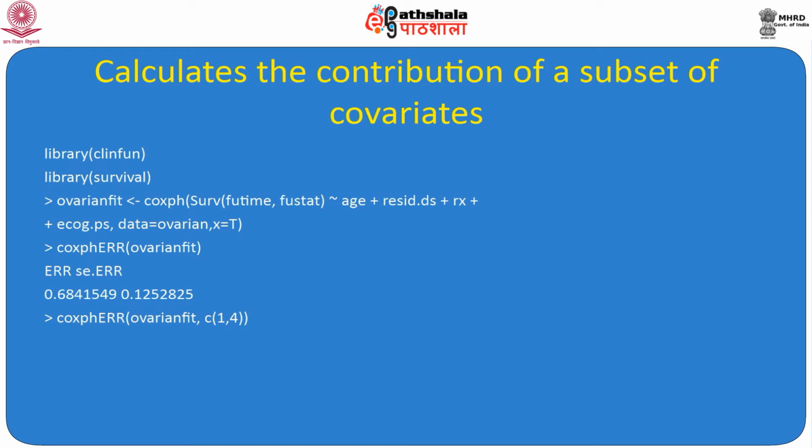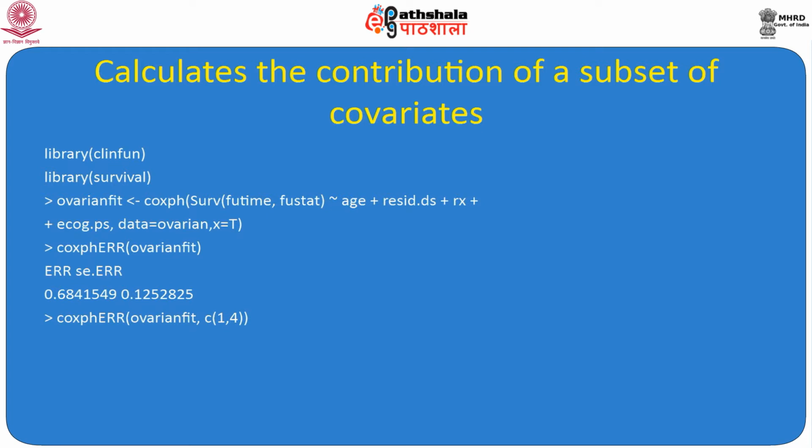Now when we are calling the function called coxph.err, that function is available in the clean fund library, not in the survival library. When we put coxph.err, that is expected relative risks, and within parentheses put ovarian fit and press enter, as a result we get the expected relative risks value as 0.68 with standard error 0.125285. So here we will consider only 2 decimal places.